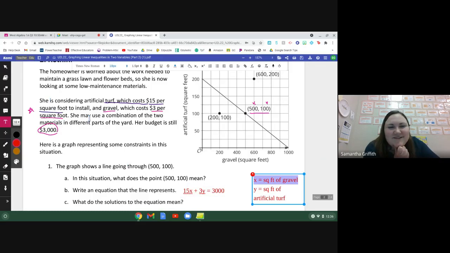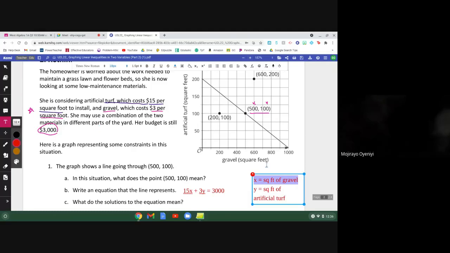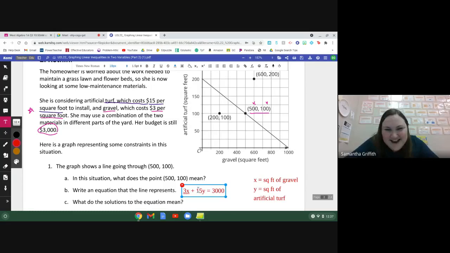Read through this paragraph again here. She's considering artificial turf, which costs $15 per square foot to install, and gravel, which costs $3 per square foot. Okay, so gravel is X. It's going to be 3x plus 15y equals 3,000. Yeah, we had our numbers backwards. We've got X, the square foot of gravel. That's what I underlined in pink. That's the $3 for each square foot. And then the turf is 15. So we've got our equation.